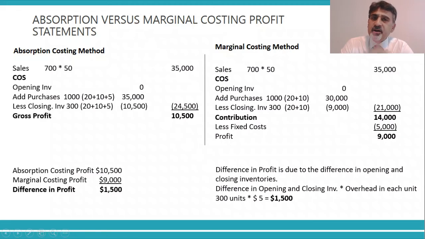So whenever your opening and closing inventories are not the same... if I had 300 units in opening inventory and 300 units in closing inventory, if opening and closing inventory are equal, then absorption and marginal costing profit would also be equal. But if there is a difference in opening and closing inventory, then there would be a difference in the profit. And the difference in the profit would be the difference in the opening and closing inventory, like 300, multiplied by the fixed overhead within each unit. How much was fixed overhead in each unit? Now that's 1,500. So let's see why this difference arises. First I calculated where it comes from, but now we need to understand why this happens. So let's go to the next slide and see why this happens.